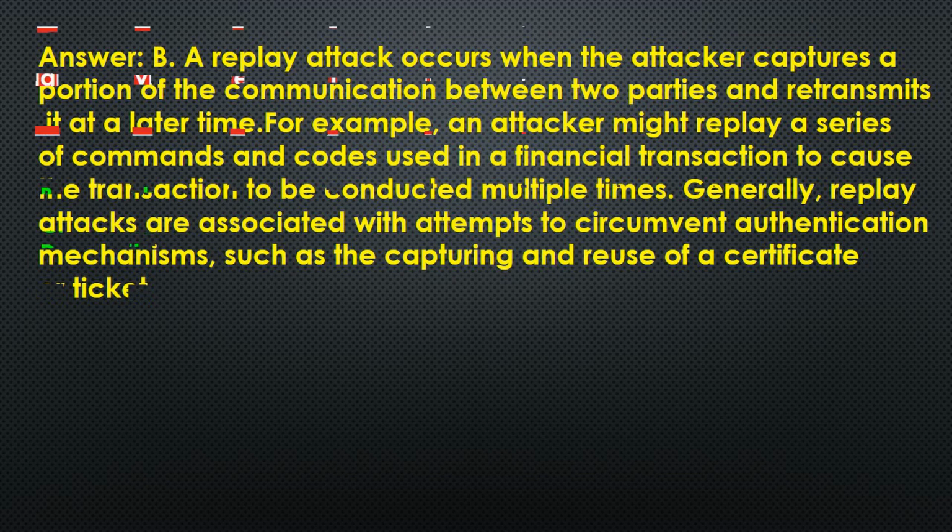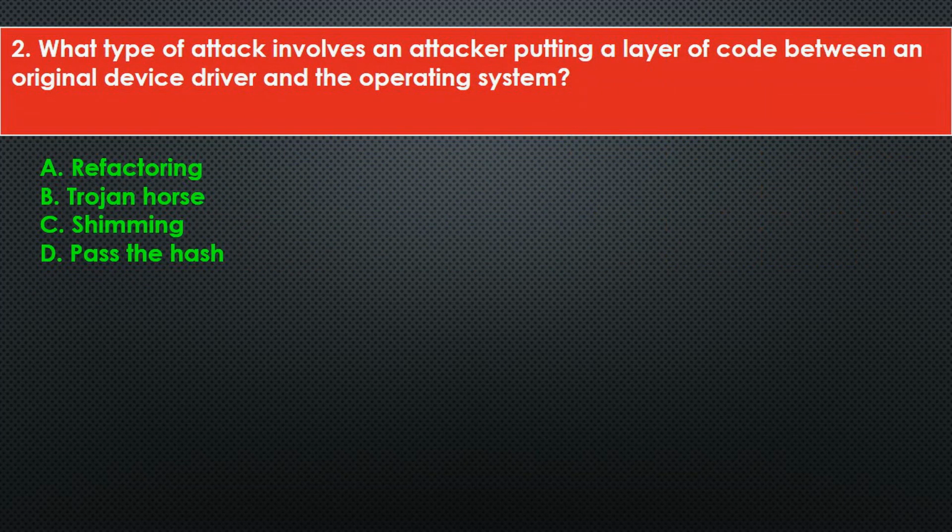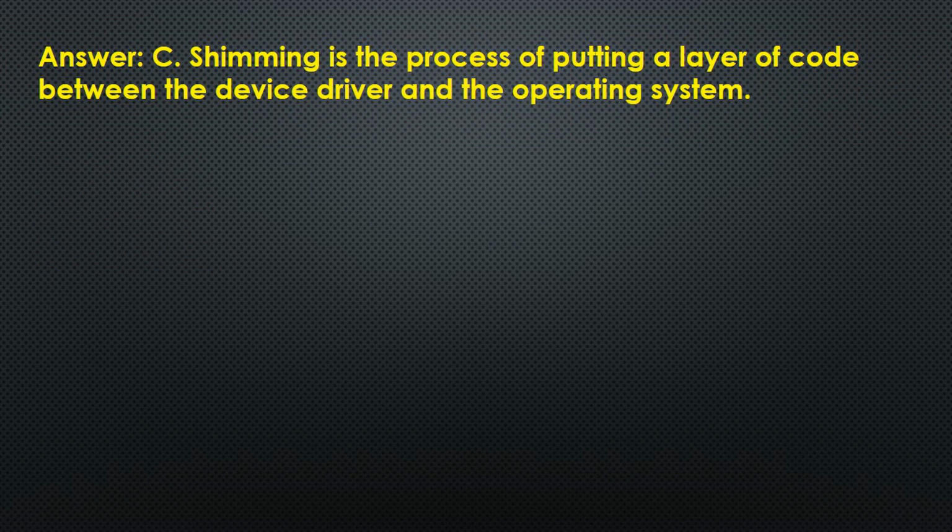or ticket. 2. What type of attack involves an attacker putting a layer of code between an original device driver and the operating system? A. Refactoring. B. Trojan horse. C. Shimming. D. Pass the hash. Answer: C. Shimming is the process of putting a layer of code between the device driver and the operating system.